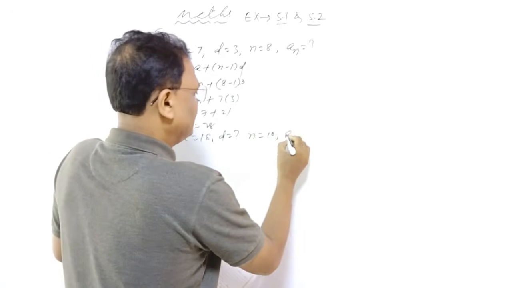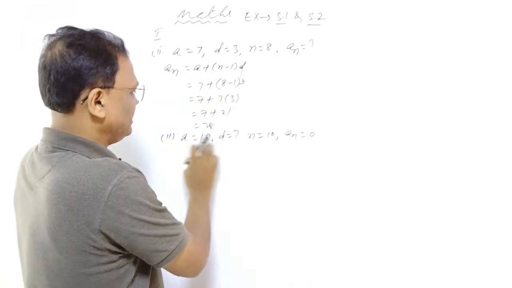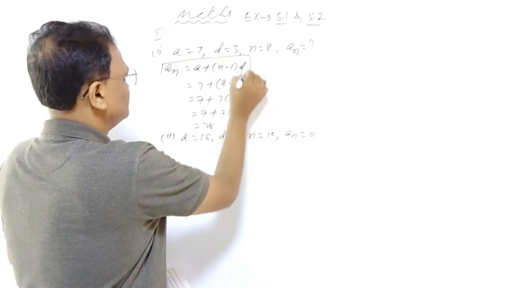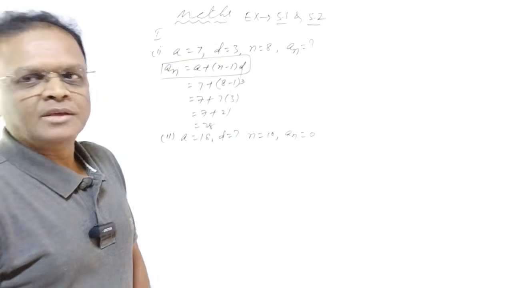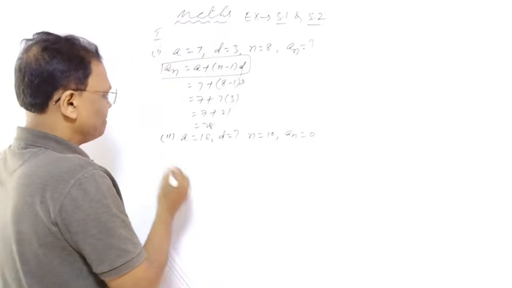And A_n in this case is given as 0. Same formula, no other formula. A, D, N, A_n: if these are given, simply use this formula. Remember this formula and use it. The nth term of the AP, A_n is equal to A plus (n minus 1) into D. Just remember and use the formula.